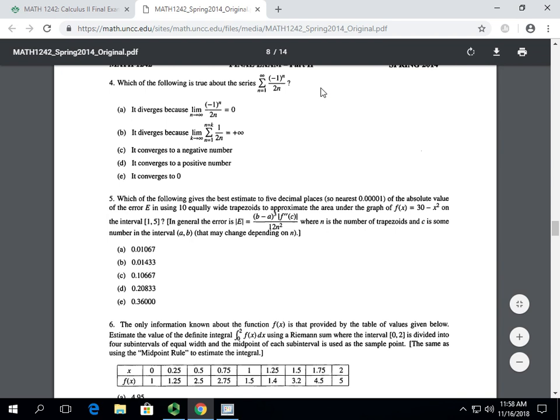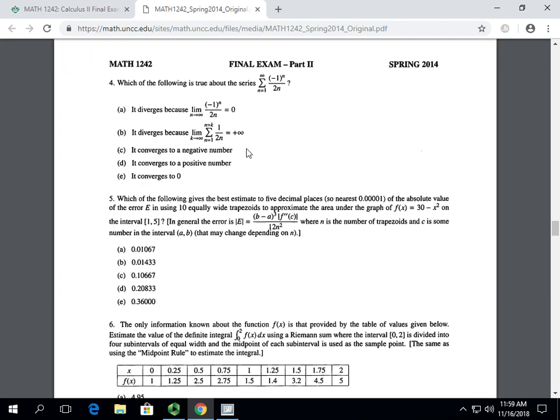Plug in n equals 1, n equals 2, n equals 3. The terms go down. And when I take my limit as n approaches infinity of 1 over 2n, I get 1 over infinity, which is 0. This thing converges by the alternating series test. It converges. Now, the question is, does it converge to a positive number, a negative number, or 0? You know how you figure that out? That's why it's on the calculator section.